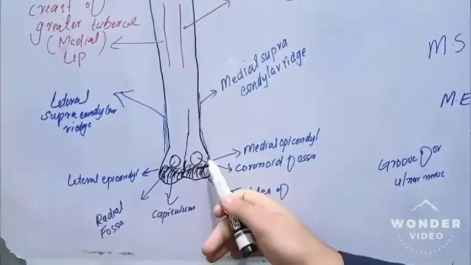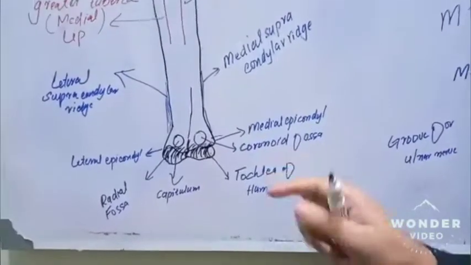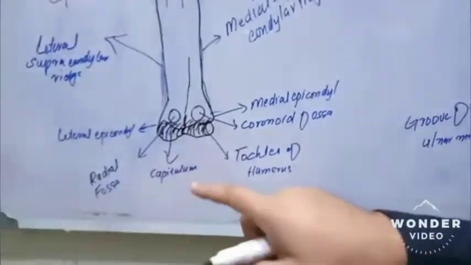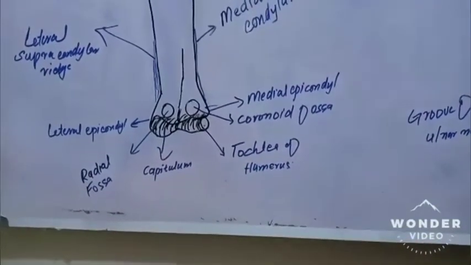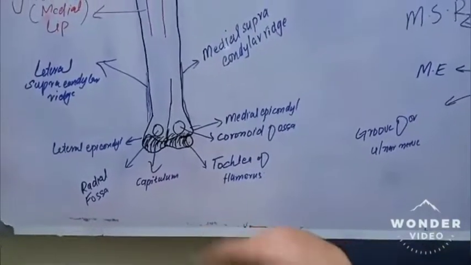This part is called the medial epicondyle, and on the opposite side we have the lateral epicondyle, and below the lateral epicondyle we have the capitulum. The capitulum is the part that joins with the radius.